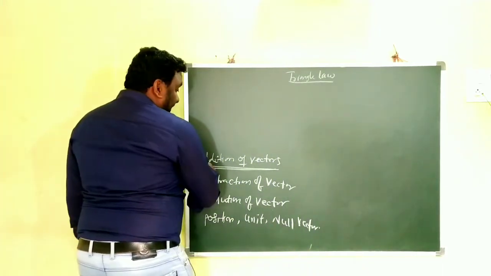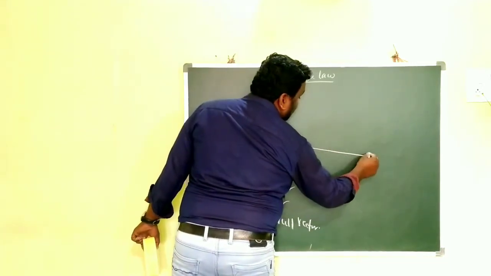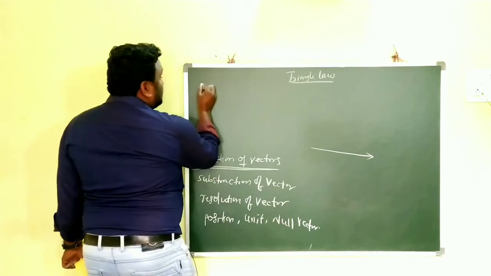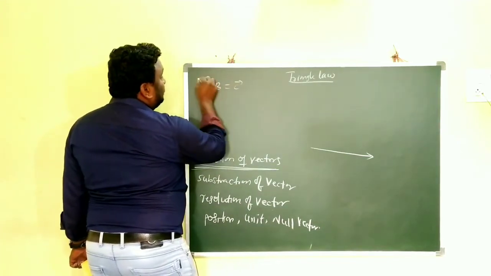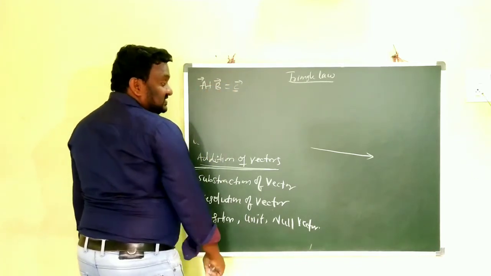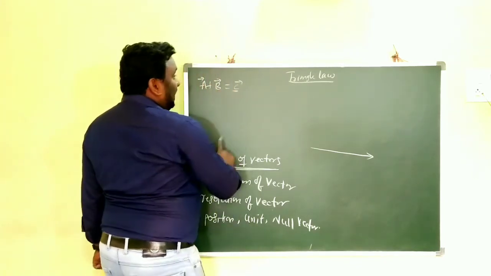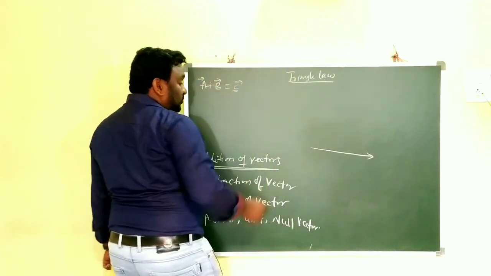So children, addition of vectors. For example, this is the vector A. I am going to explain this now. A plus B is equal to C. We are adding vector A and vector B, and then we get another vector C. I am going to explain this by taking the vectors according to the triangle of vectors.